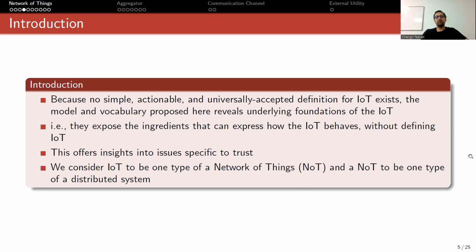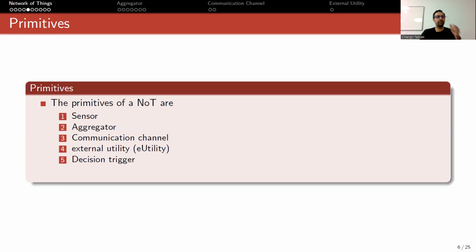trust. We consider IoT to be one type of network of things, and network of things to be one type of distributed system. This is important because there's already an area called distributed systems or sensor networks and so on and so forth. So these are kind of converging in many areas.